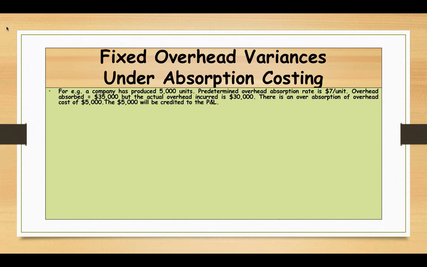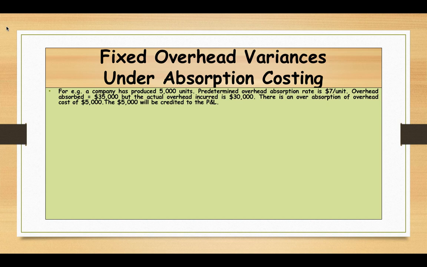So here the company has produced 5,000 units. Predetermined overhead absorption rate is $7 per unit. So this predetermined overhead absorption rate is the budgeted overhead absorption rate. So the overhead absorbed is 5,000 units times $7 per unit, $35,000. But the actual overhead incurred is $30,000.